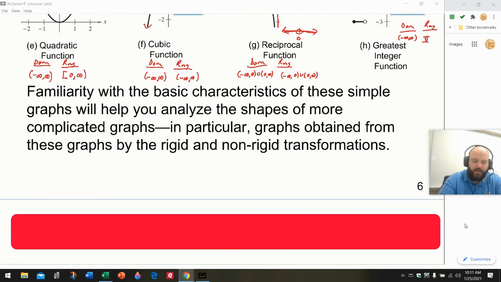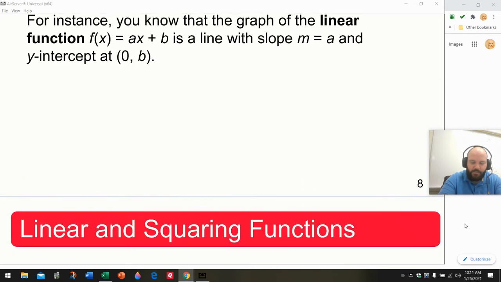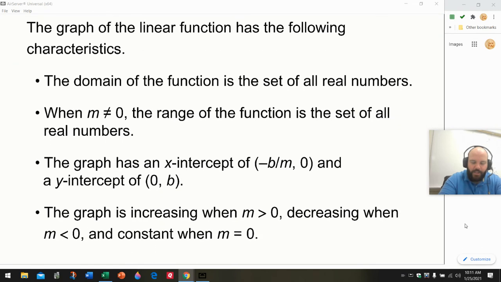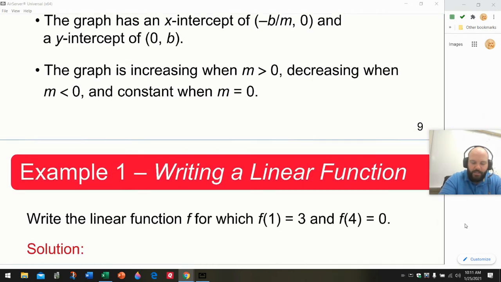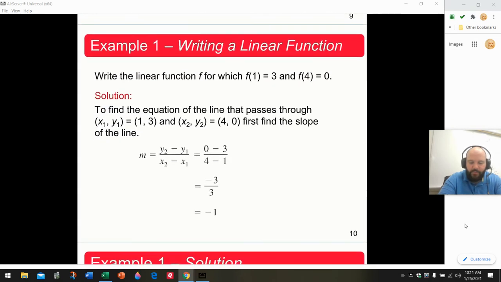So it says familiarity with the basic characteristics of these simple graphs will help you analyze the shapes of more complicated graphs. In particular, graphs obtained from these graphs by the rigid and non-rigid transformations, which is one of the things that we're going to be doing next, which is how to manipulate those graphs and fit more complicated equations. So the linear and square. This proceeds to go through and actually explain to you each of the graphs, which you'll see here in a second. But I want to give you an example first.